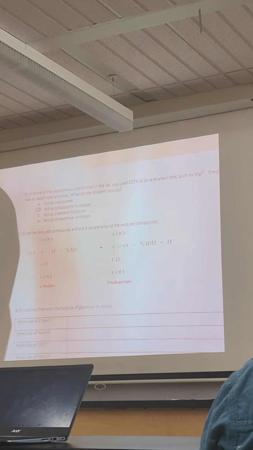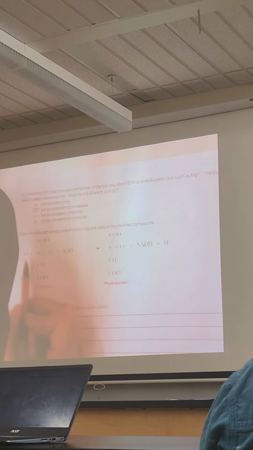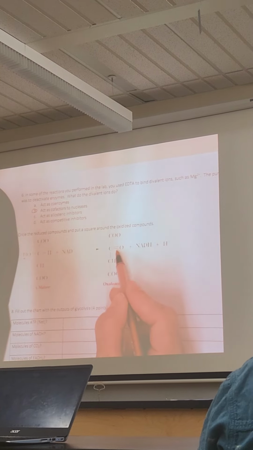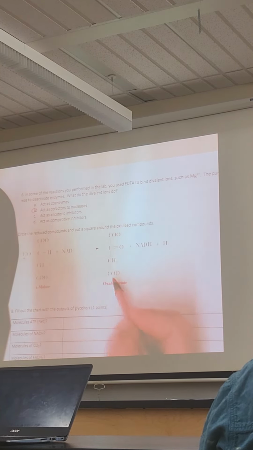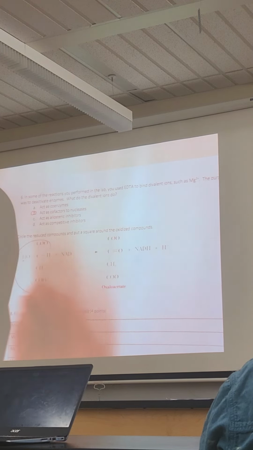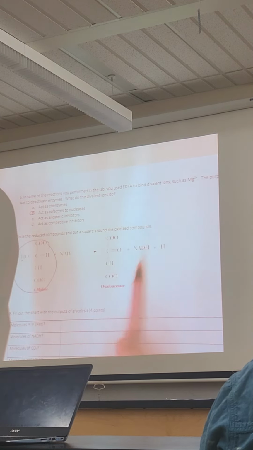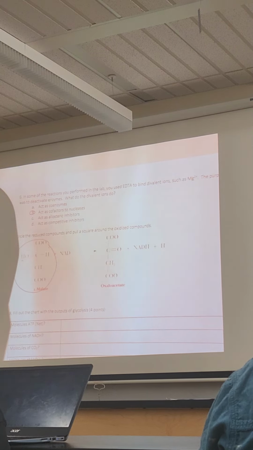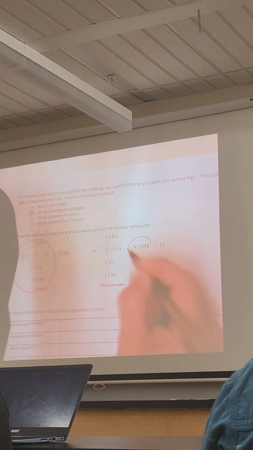Malate. Yeah, so you notice there's more hydrogens here. This has double bonded oxygen. That's really the difference. So this one is reduced. So circle this one. On this side, there's something else that is reduced. It's not oxaloacetate, but what else is on this side would be reduced? NADH. This has the electrons.